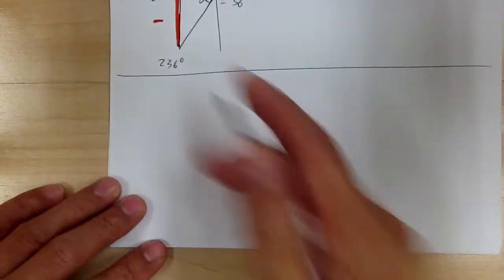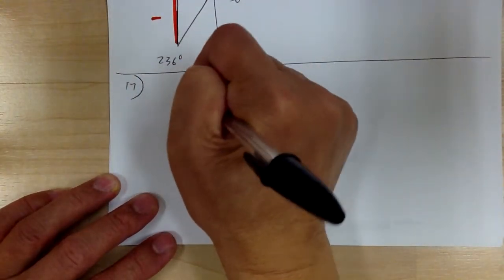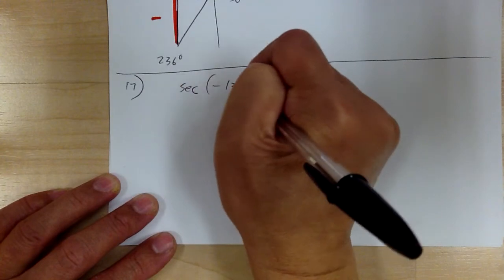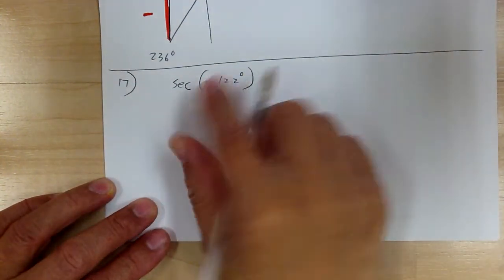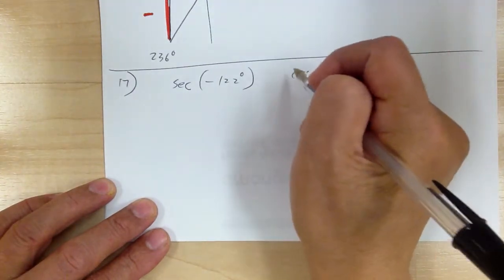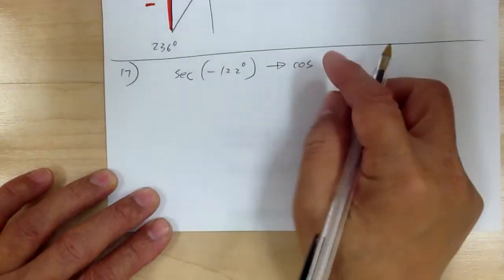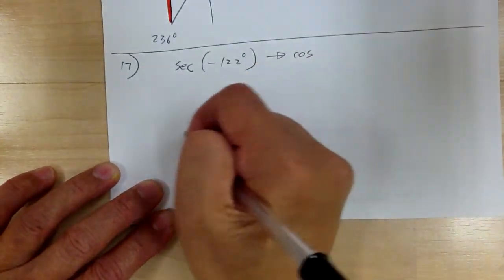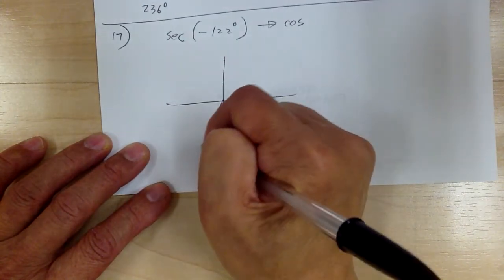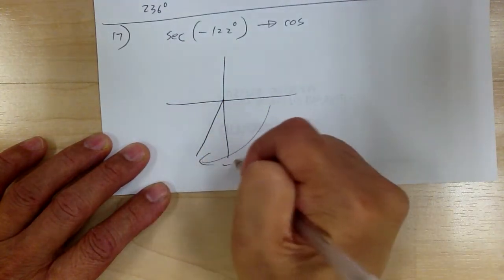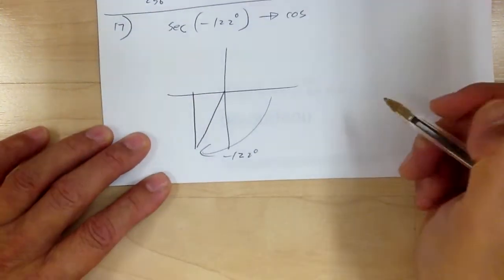Okay, let's go to 17. You have secant of negative 122 degrees. Secant came from cosine, so that kind of goes together, and it's easier to work with cosine. So go and get your angle. Negative 122 is about right over here. So that's your negative 122 degrees. Draw your reference angle.